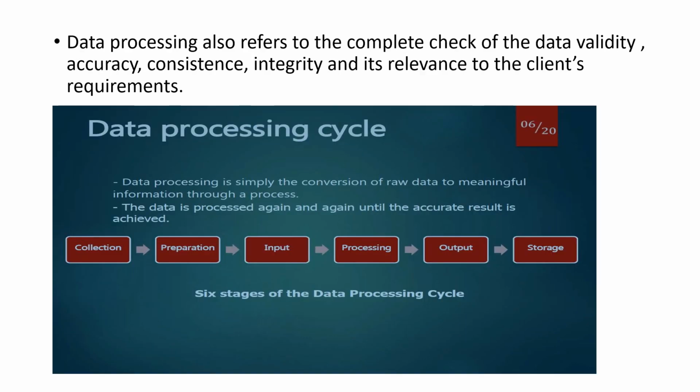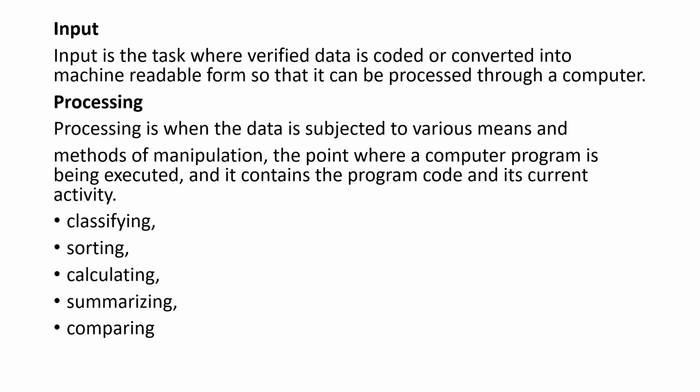Data processing also refers to the complete check of the data's validity, accuracy, consistency, integrity, and its relevance to the client's requirements. The figure explains the stages of the data processing cycle. Input. Input is the task where verified data is coded or converted into machine-readable form so that it can be processed through a computer. Processing.